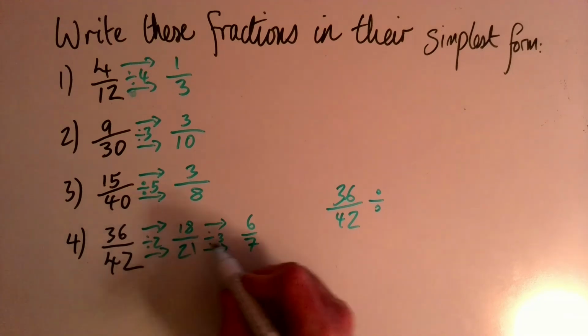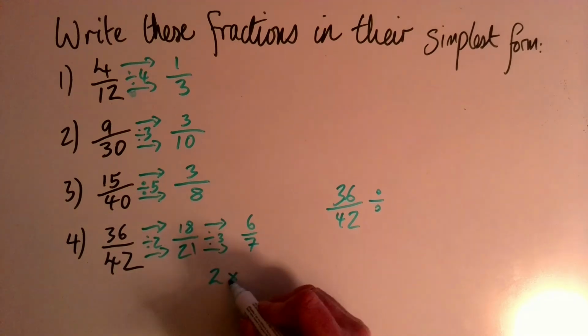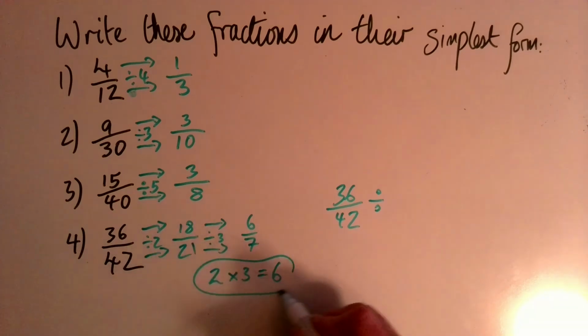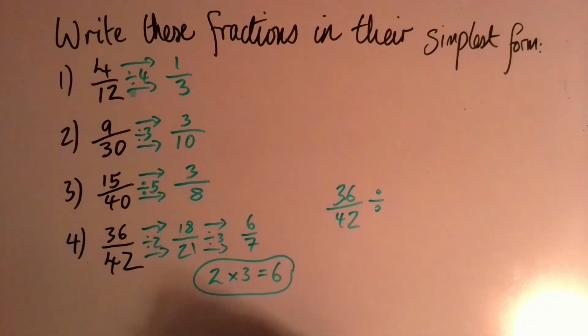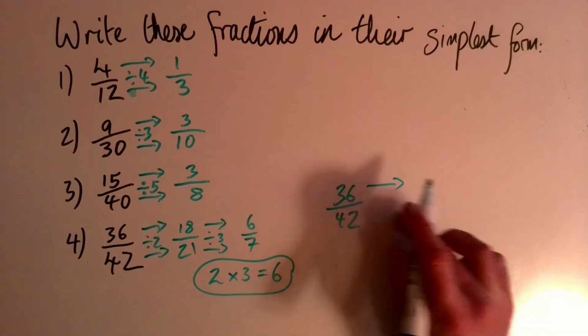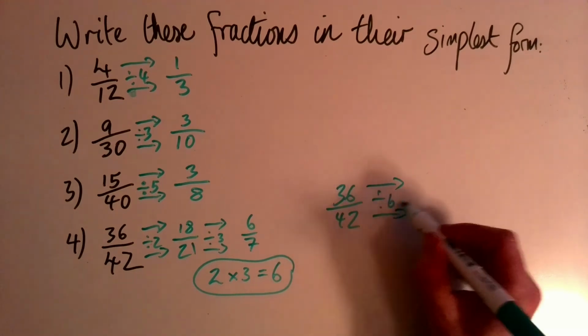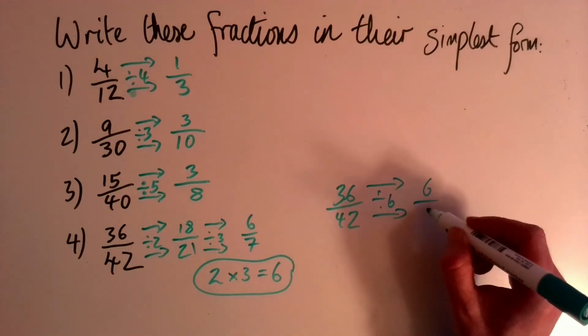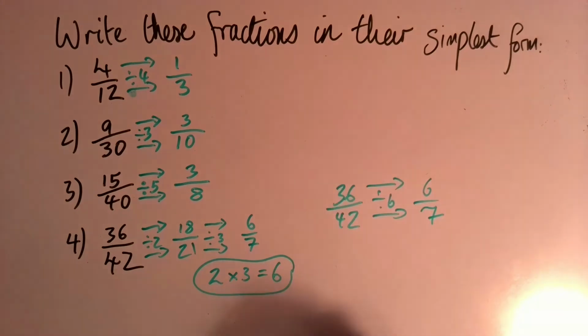Divide by 2, then divide by 3 is the same as dividing by 2 times 3, which is 6. And if you know your 6 times table, you'll know that 6 is in both of them. So we could divide top and bottom by 6. 36 divided by 6 is 6. 42 divided by 6 is 7.